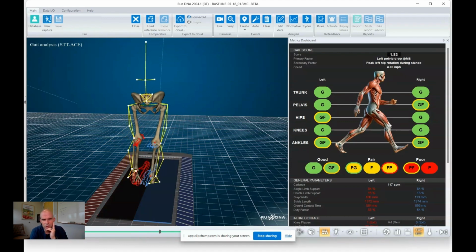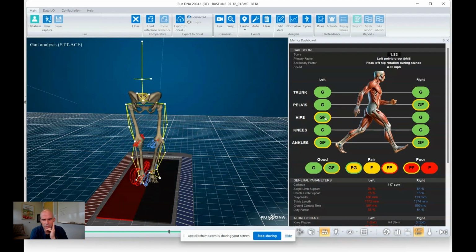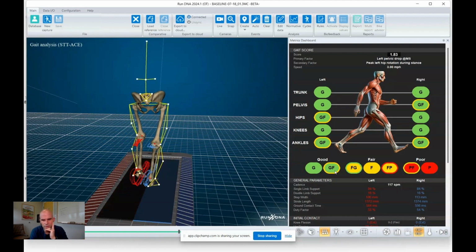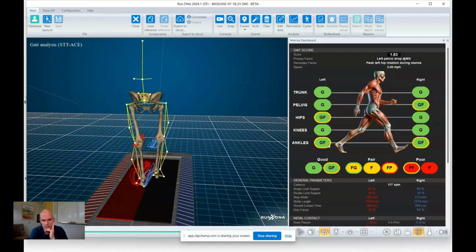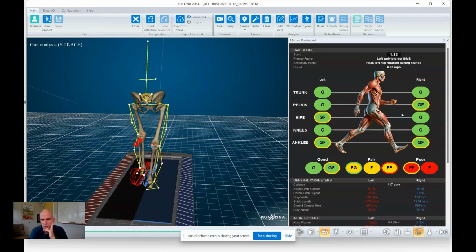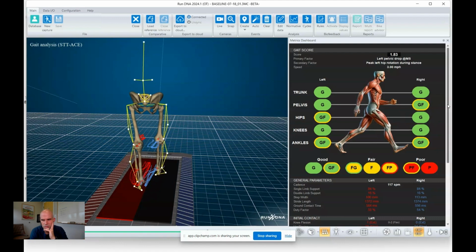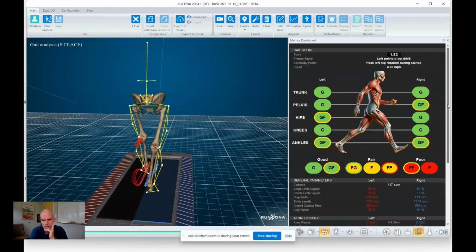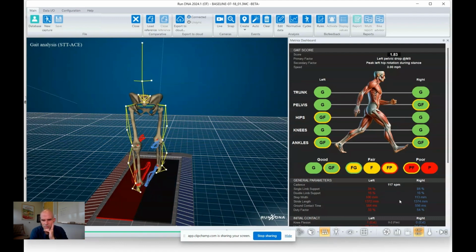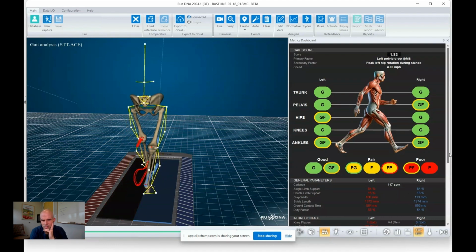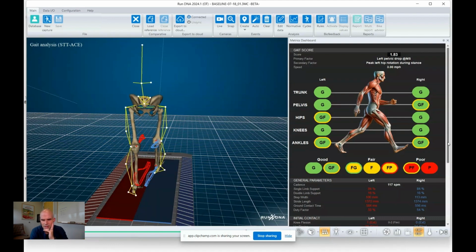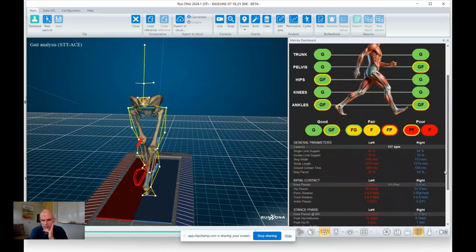And over here, it also gives you an idea of just generally throughout the body. We're seeing that the hips are in that good fair category and the ankle is in that good fair. So otherwise pretty good on both sides. But what we can do is get some additional information. We're looking at general parameters if we want to see their cadence, double support, step width, step length. All of those different things are available there.